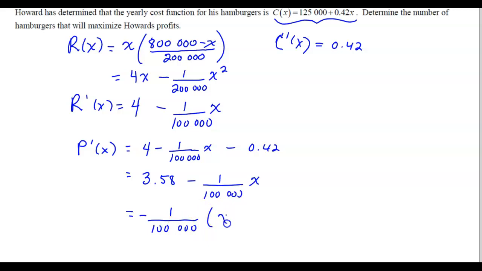I'm going to factor out negative 1 over 100,000. So then I will get positive x minus this times 100,000, which will be 358,000. So then derivative equals 0 will give the critical value. The coefficient of negative 1 over 100,000 won't play a part in calculating the critical value. It will when we're doing our increasing and decreasing.